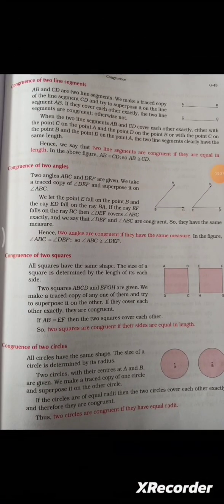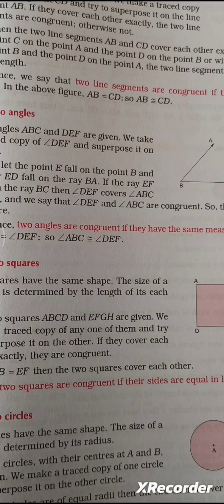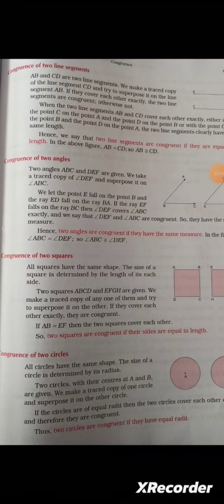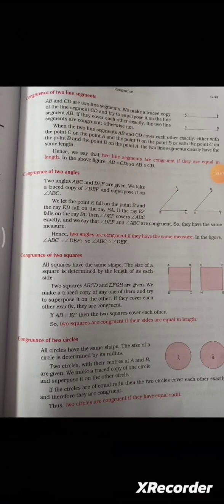Now congruency of two angles. Similarly, if two angles have the same measurement, then these angles will be known as congruent angles. This is the symbol of congruent angles. Now congruency of two squares: if the sides of two squares are exactly the same, or if you put one square over the other and it completely covers the previous one, then those squares will be known as congruent squares. Similar is the case with congruent circles and congruent rectangles.